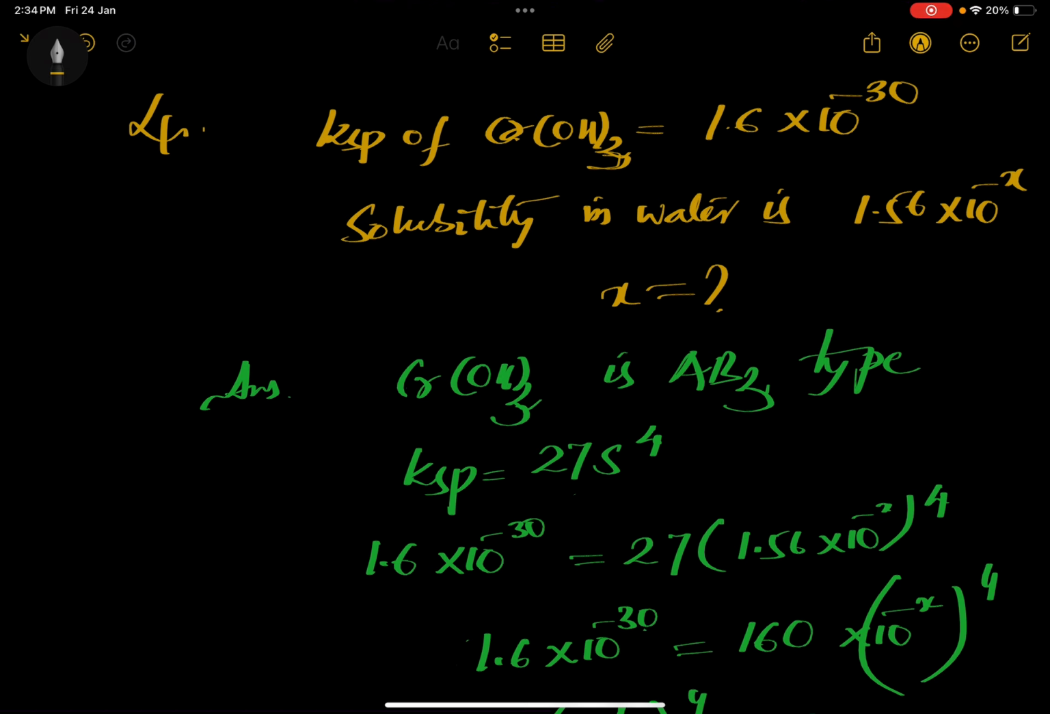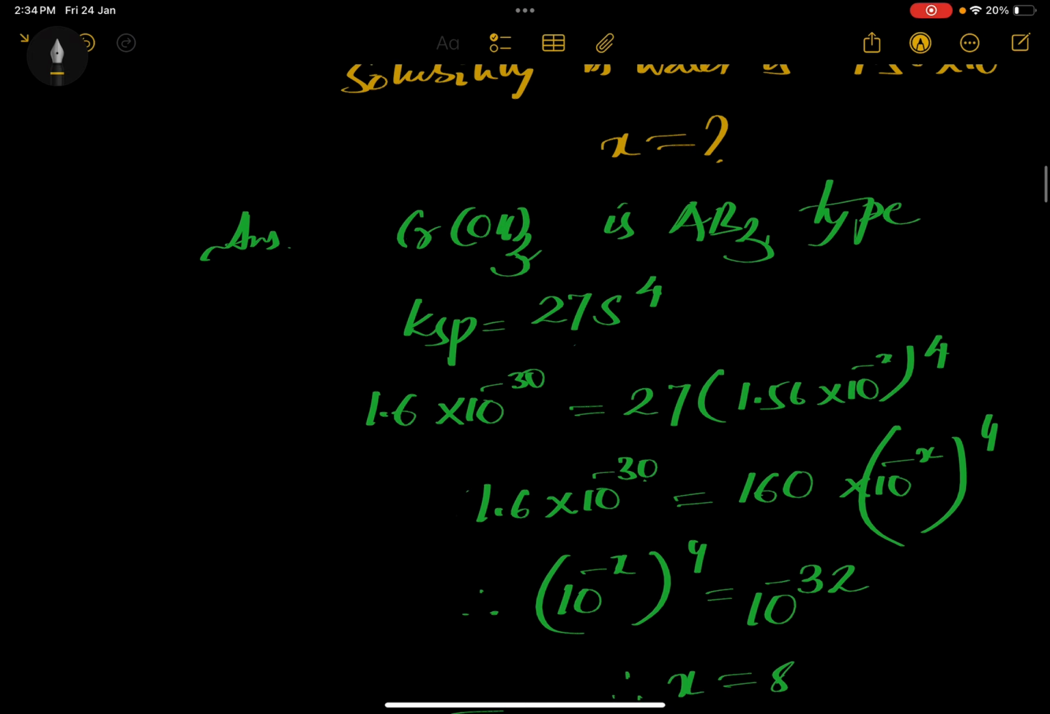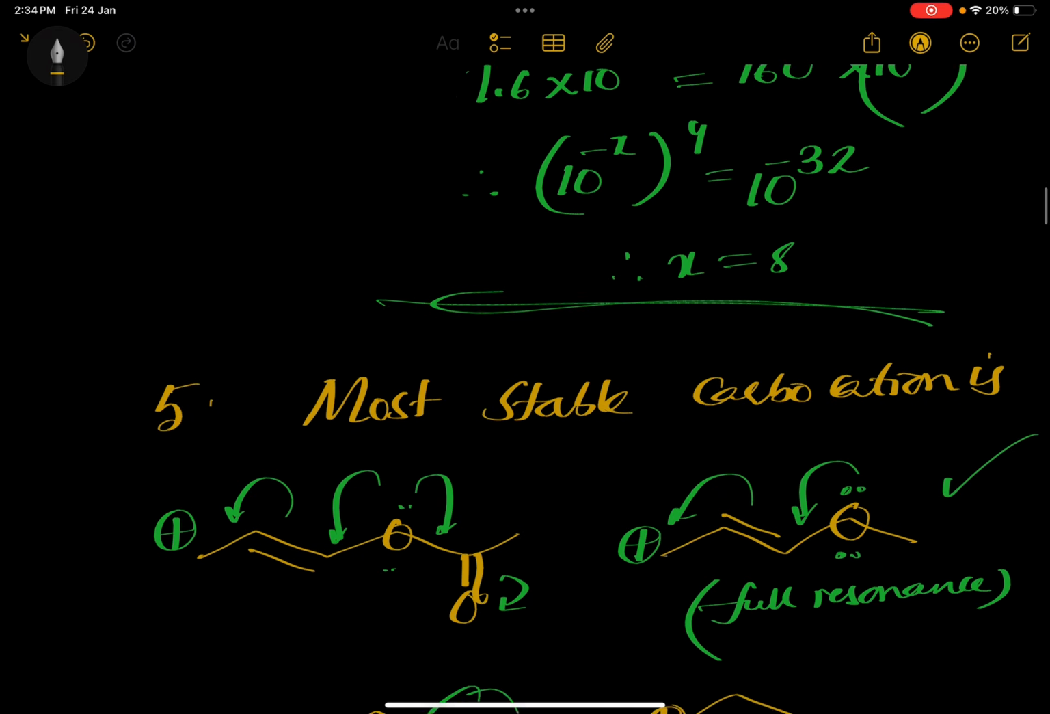Ksp of Cr(OH)3 is 1.6 × 10^-30. Solubility in water is 1.56 × 10^-x. What is x? So Cr(OH)3 is an AB3 type of salt. So Ksp is equal to 27 s^4. By solving like this, you can check this. X is equal to 8.